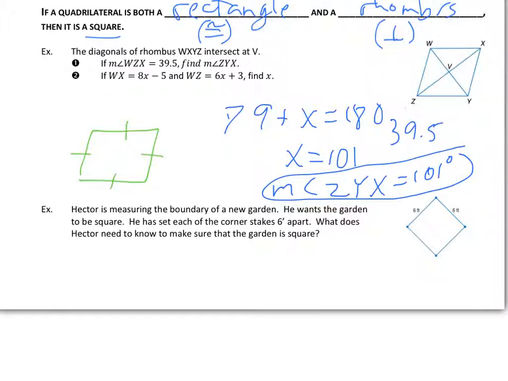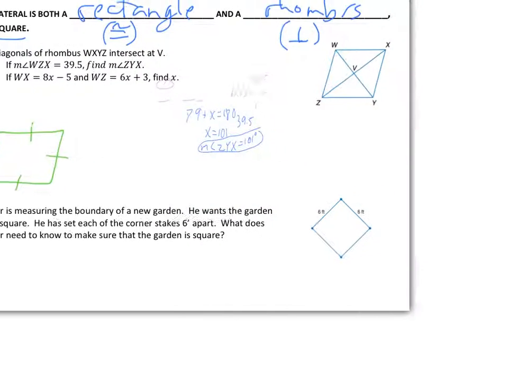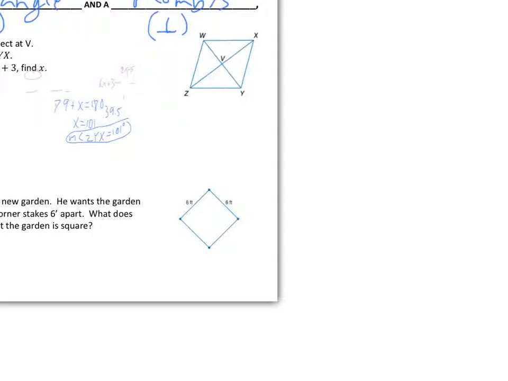It says that WX is 8x minus 5. WZ is 6x plus 3. Now, how do I solve for x? Well, it's a rhombus, which means all sides are congruent. So I could just set those equal to each other and say 8x minus 5 equals 6x plus 3.